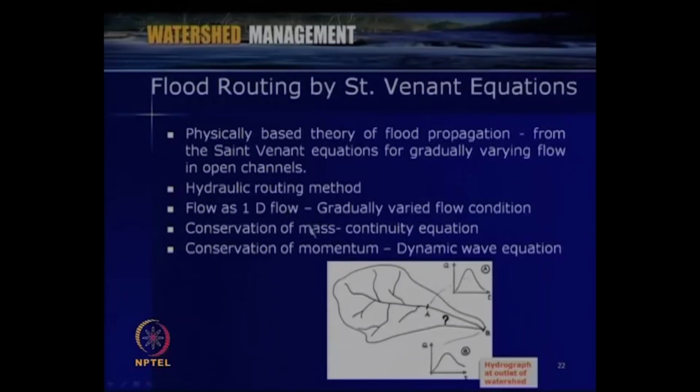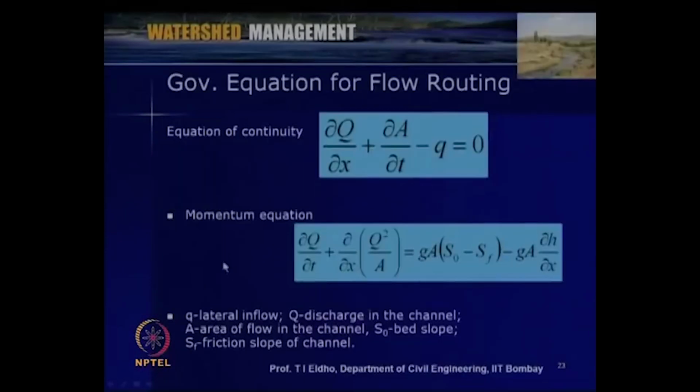Generally, for these kinds of problems we consider the flow as one dimensional flow, and the assumption is gradually varied flow condition. We consider the hydrostatic pressure distribution condition, and also we consider the flow as incompressible. These are some of the important assumptions. Here we consider the conservation of mass, the continuity equation, and the conservation of momentum, the dynamic wave equation. That is the so called Saint-Venant equations. These equations we have already discussed earlier.